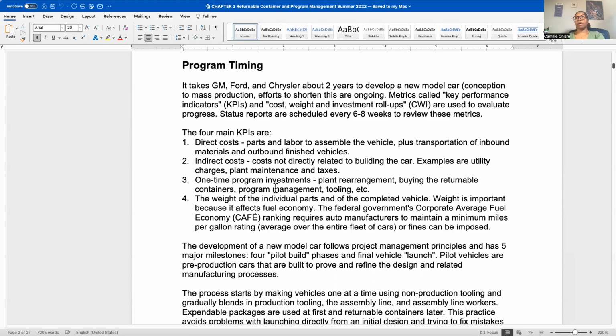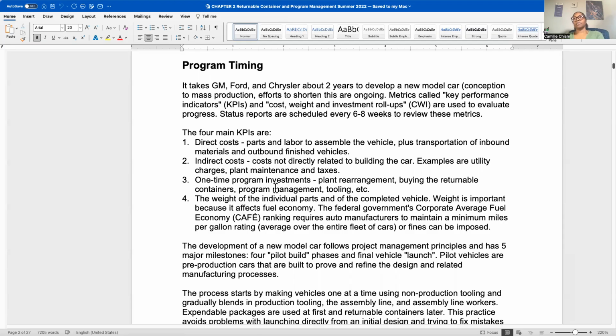One would be direct costs. So what are the direct costs that you need to assemble a vehicle? This ties in with chapter 1 when I mentioned a lean manufacturing term, value add versus non-value added, right? So the parts and labor that are needed to assemble a vehicle are considered value added because they're directly going to building the vehicle. But then you have things that are also direct costs like transportation and finished vehicles that go outbound, the cost for that, those are also considered direct costs.